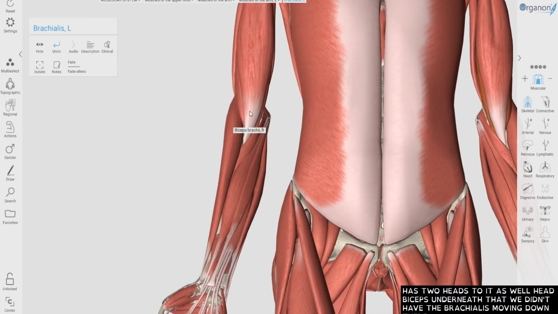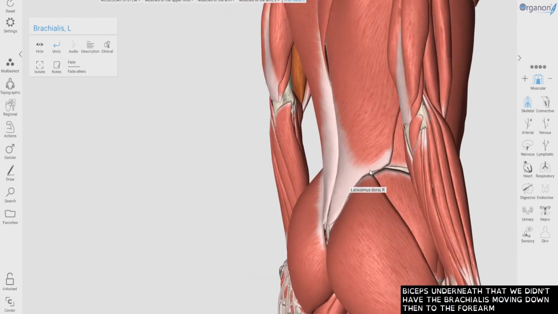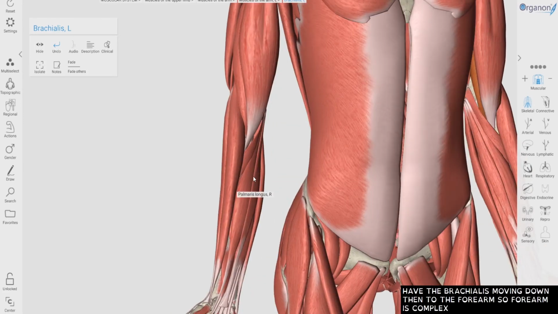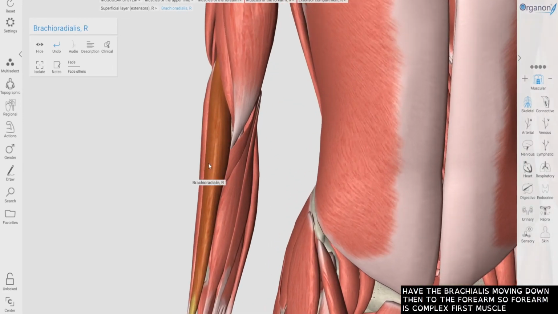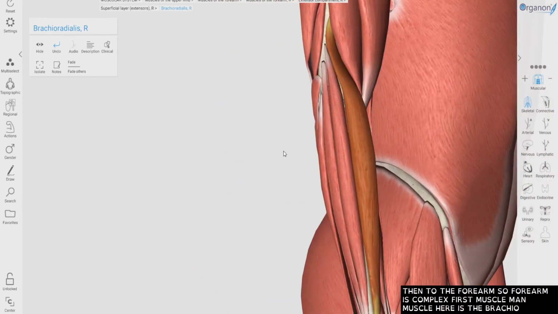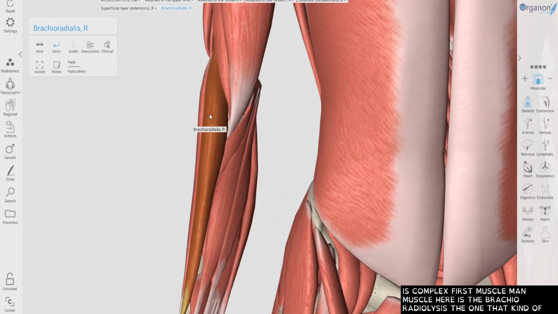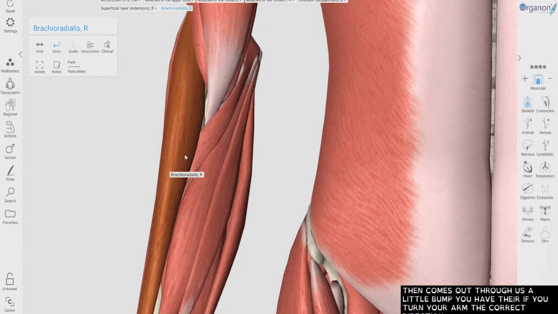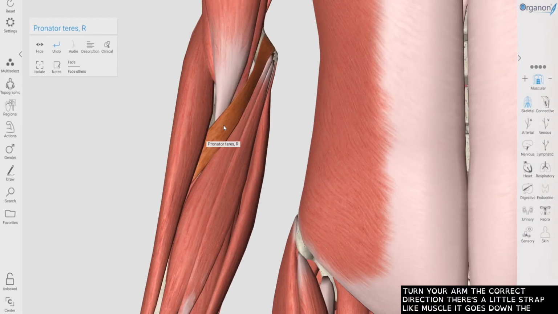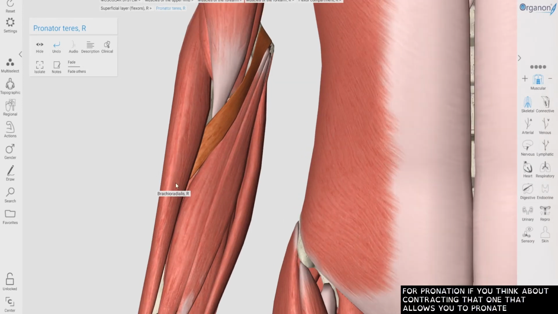Moving down then to the forearm. So forearm is complex. First muscle, main muscle here is the brachioradialis. That's the one that kind of wraps down around the inner arm right here. You can feel it on the outside, the medial side of your arm. So it connects up here and then comes down through. It's that little bump you have there if you turn your arm the correct direction. There's a little strap-like muscle that goes down there for pronation. If you think about contracting that one, it allows you to pronate.